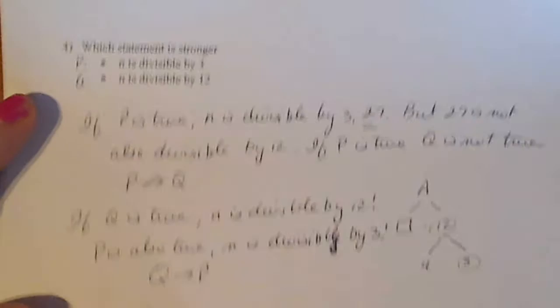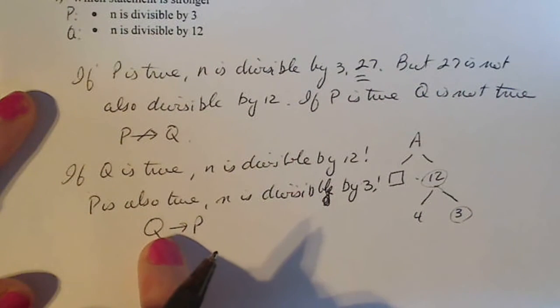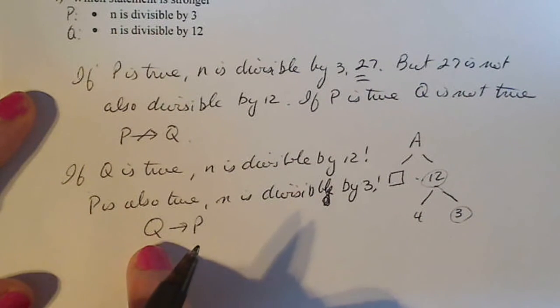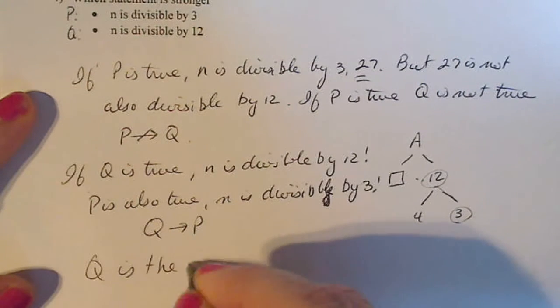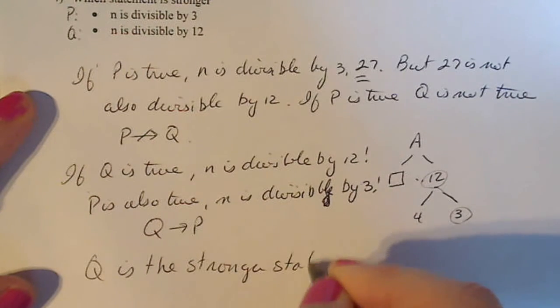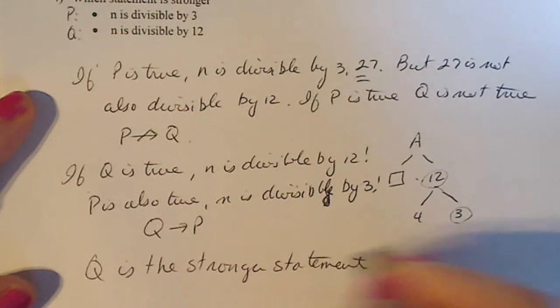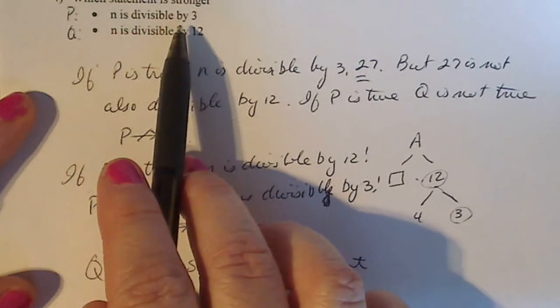So which one's a stronger statement? Since P implying Q is not always true, but Q implying P is always true, that implies Q is a stronger statement. So Q is the stronger statement here. And if N is divisible by 12, then N is divisible by 3.